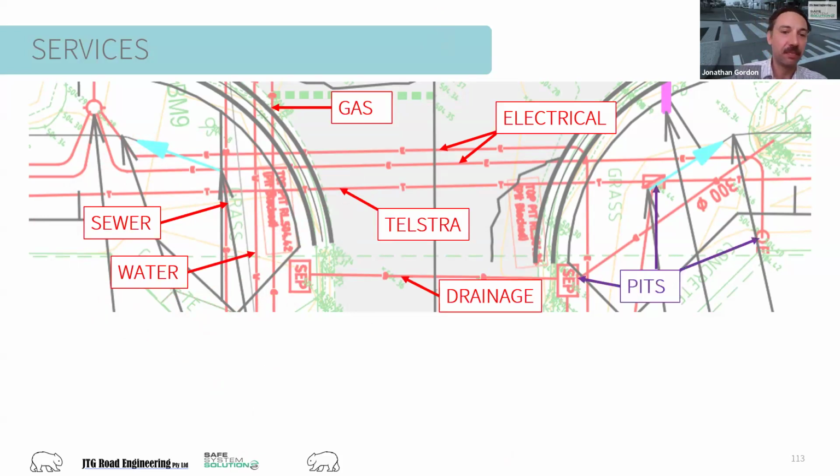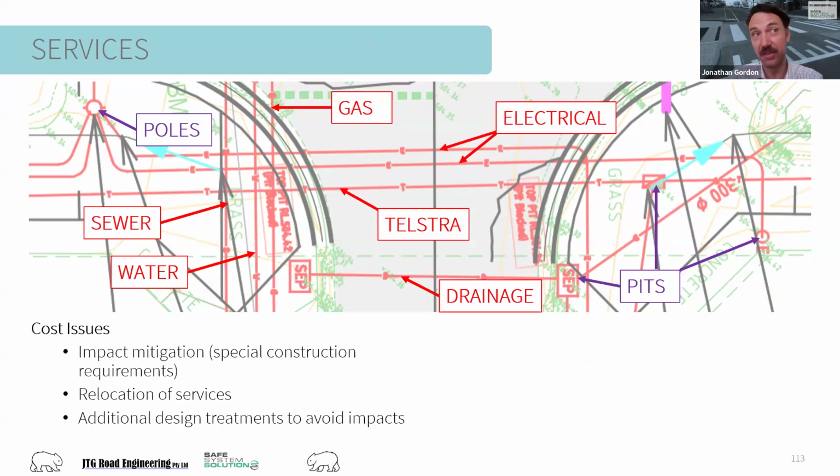Then we've got pits and the roadside. So it's not just underground. And then I've got things on the surface, including our poles, etc. So I've got electrical poles and various other bits and pieces. Services are a major cost item potentially. I had to pause so I didn't swear when I realised how many times I've had service issues. So cost issues, that's impact mitigation concerns.